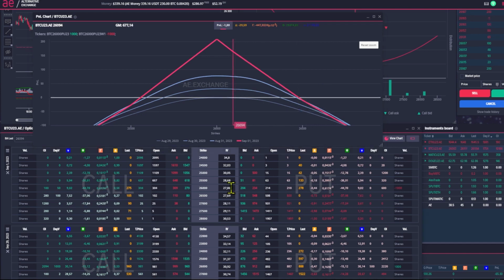This strategy is highly sensitive to volatility, so homework. Go to the AE terminal and play with volatility levels and see how the strategy changes when you do that.